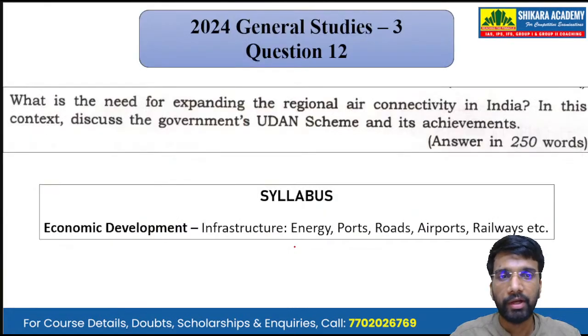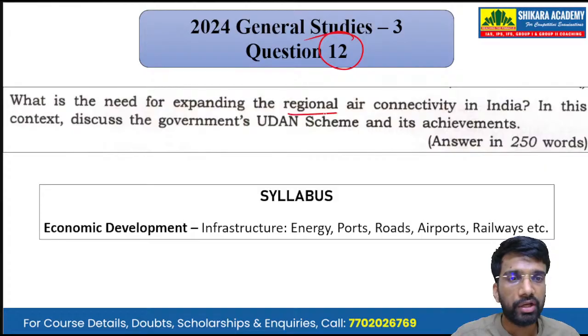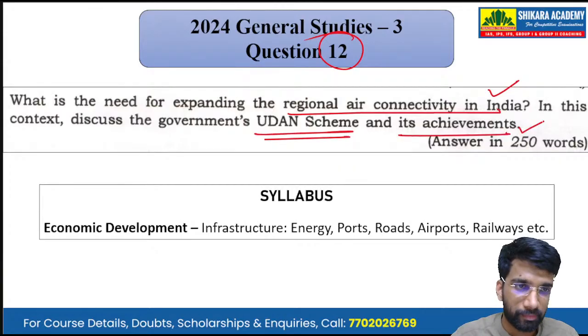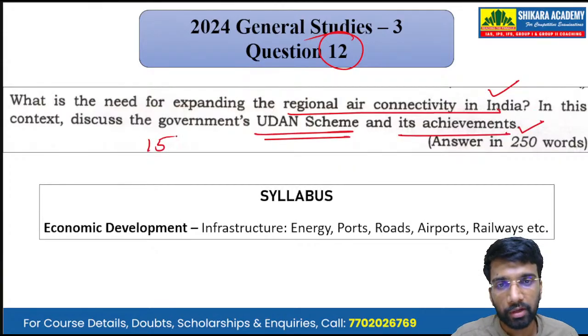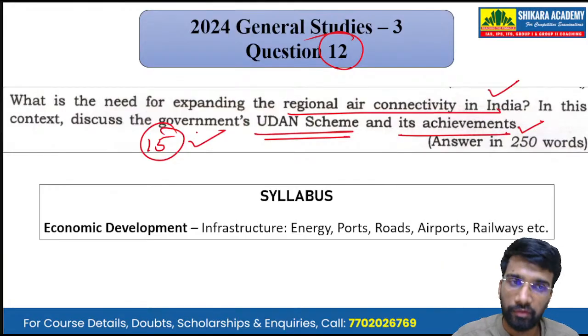Moving on to the next question, that is question number 12. What is the need for expanding the regional air connectivity in India? In this context, discuss the government's UDAN scheme and its achievements. It is also a 15-mark question that we have to answer in 250 words.